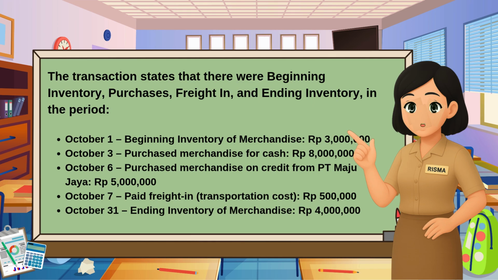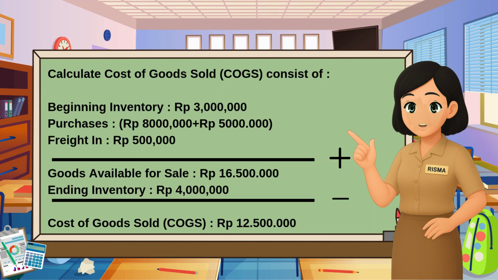October 31, ending inventory of merchandise. Cost of goods sold is calculated as beginning inventory plus purchases plus freight-in, the result is goods available for sale, minus ending inventory, the result is cost of goods sold.